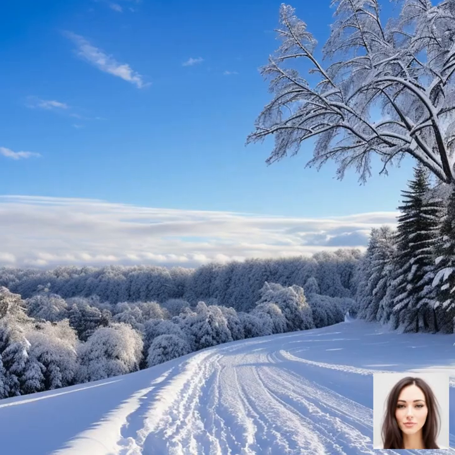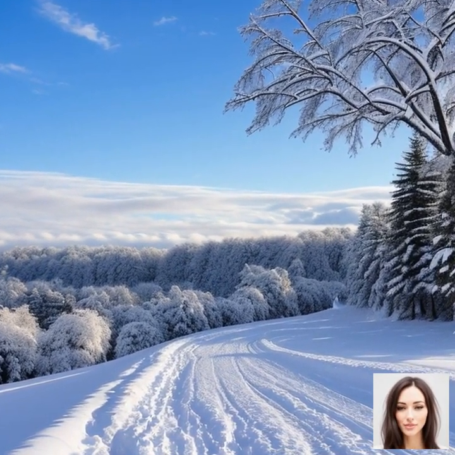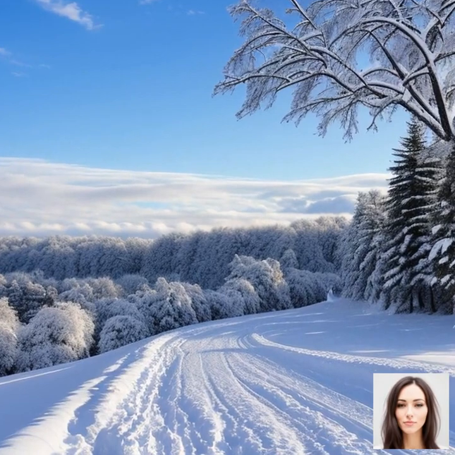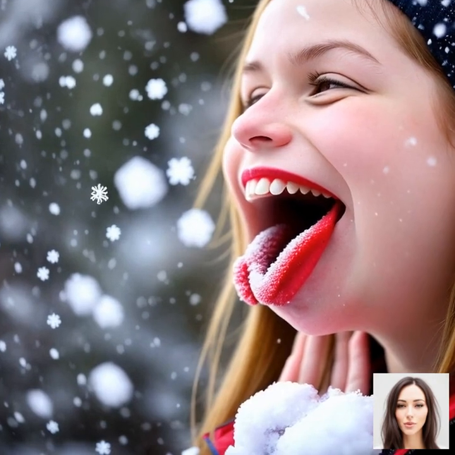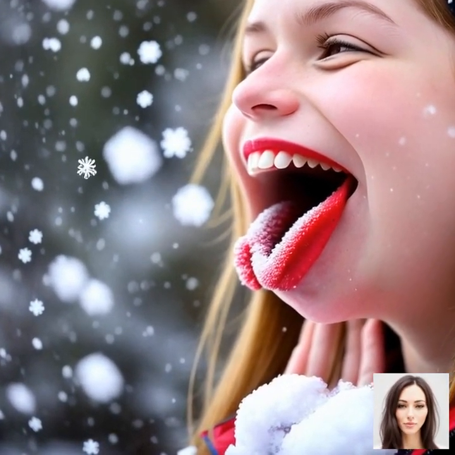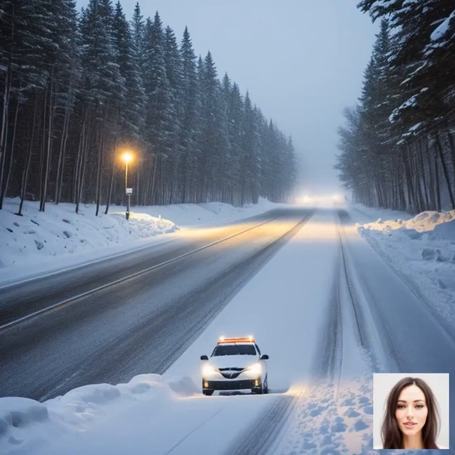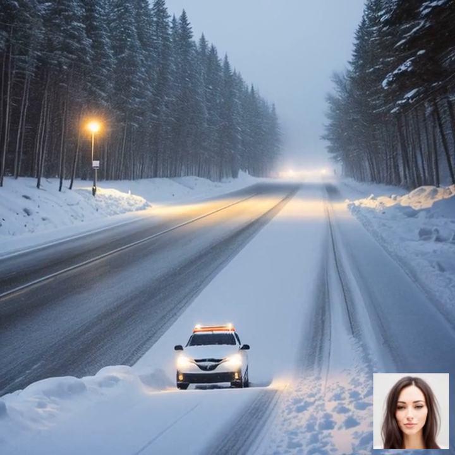Precipitation occurs when water droplets or ice crystals within clouds become too heavy to remain suspended in the air, falling to the ground as rain, snow, sleet, or hail. First up, we have rain, which is the most common form of precipitation. Rain occurs when the temperature in the atmosphere is above freezing, causing the water droplets in clouds to fall as liquid. The size and intensity of raindrops can vary, ranging from light drizzles to heavy downpours.